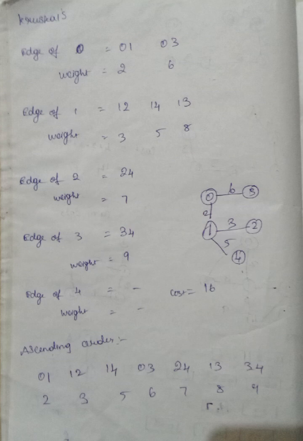Kruskal algorithm is used to find the shortest path or minimum spanning tree to draw a graph.